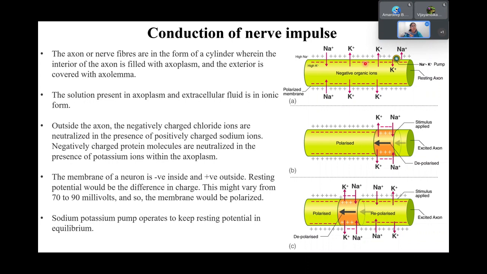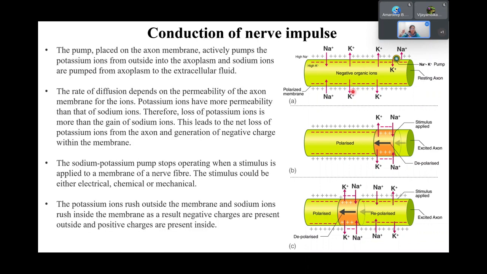So what do they do? Actively means against the concentration gradient. These pumps push the potassium ions outside into the exoplasm, and sodium ions are pumped from the exoplasm into the exo. So sodium is pushed out and potassium is taken in, right? That's what is happening in the normal state.